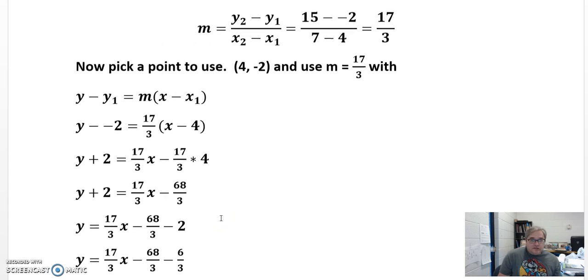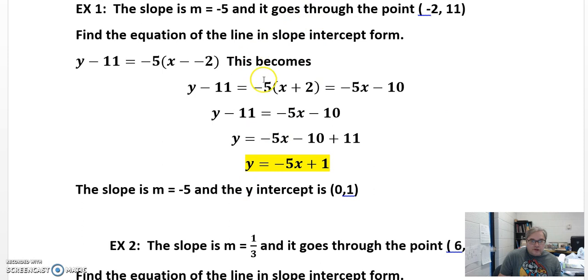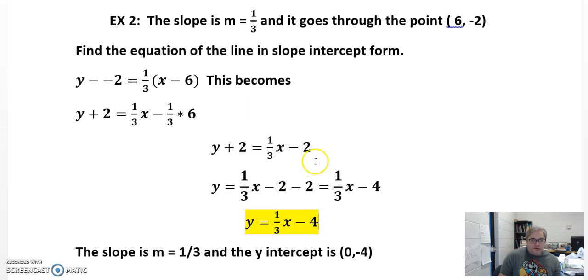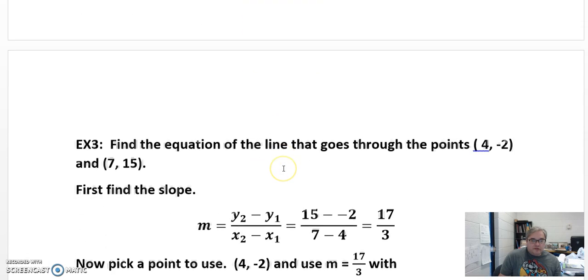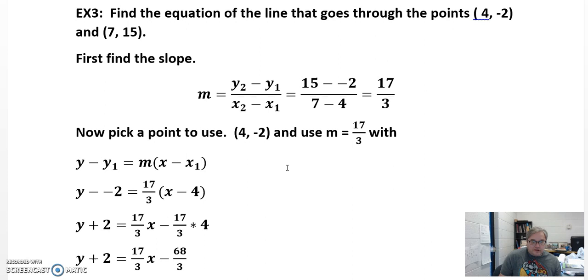My suggestion is go back through the first ones, step your way through it, use this as a reference, and then try this one yourself off to the side and see how that goes for you.